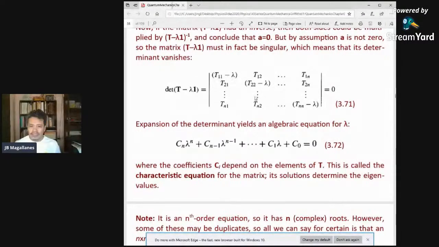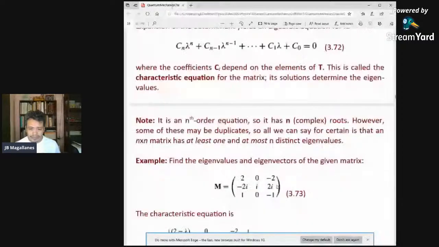The determinant is, of course, something you know how to do in 3 dimensions. You can extend that to 4 dimensions, 5 dimensions, and so on. And this equation that can be derived from here is called the characteristic equation of the matrix. From that characteristic equation, you can derive the eigenvectors and eigenvalues.